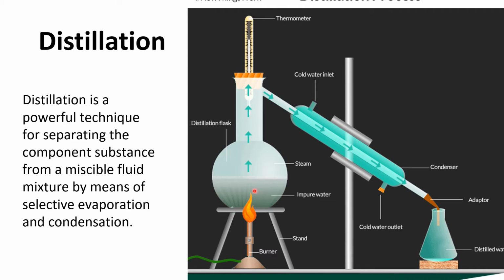Out of the mixture of ethanol and water, ethanol has a lower boiling point. So we will set the temperature according to that, and first ethanol will be converted into vapors and it will be condensed back, and we will be getting ethanol here, and in the flask we will be left with water.